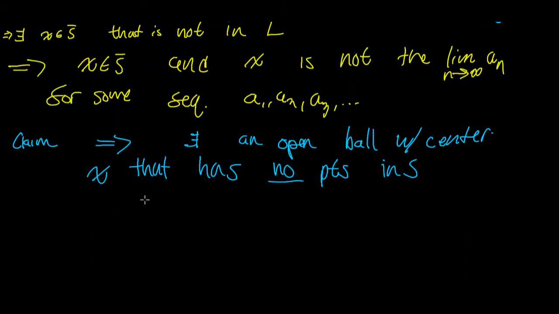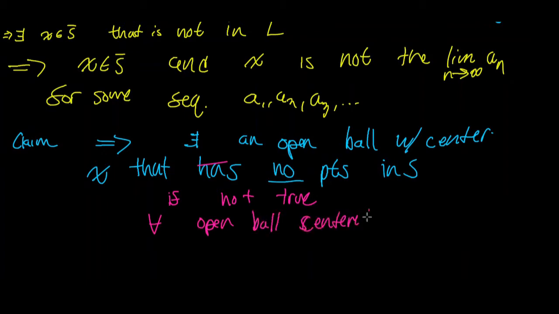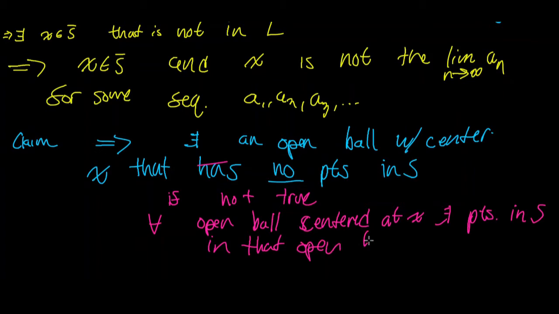And that means that, as a quick aside, and our aside is going to be in pink here, if the statement in blue is not true, then that means for every open ball centered at X, there exist points in S in that open ball. Okay, so check out what this implies.